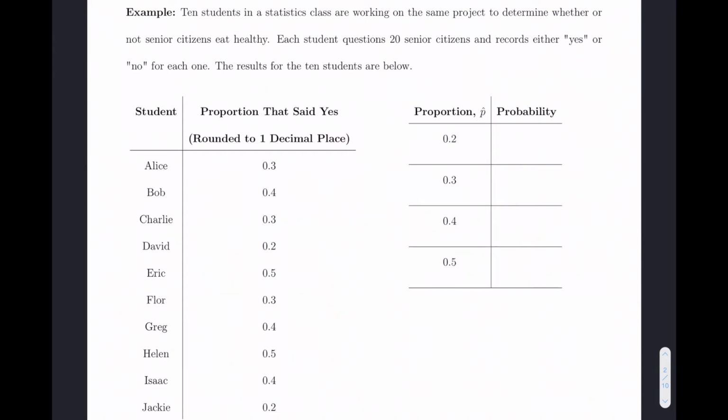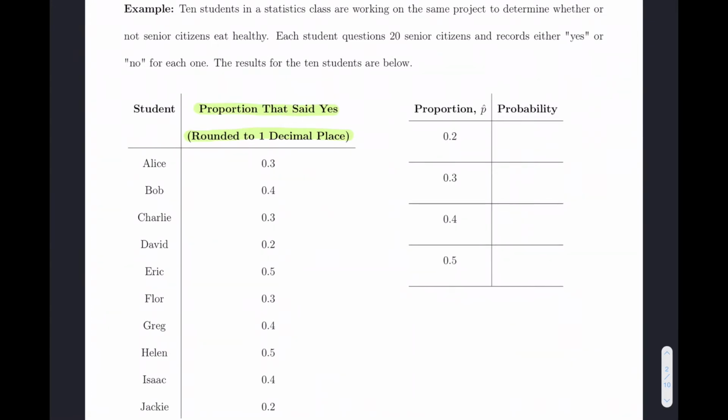In this video, we're going to construct a sampling distribution for a proportion p hat. And the proportion that we're going to be looking at is the proportion of senior citizens that eats healthy. And so 10 students went out and questioned 20 senior citizens. So they each questioned 20 different senior citizens and recorded either yes or no for each one. And we are given the results in this table here. So this is the proportion that said yes for each student.